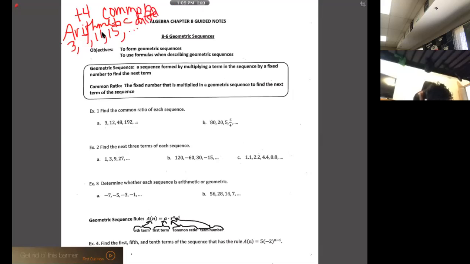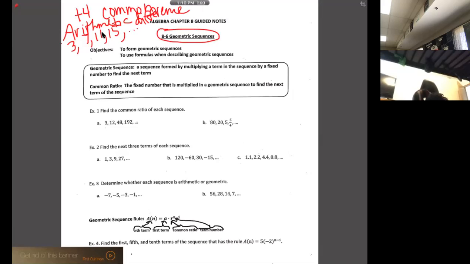Today, we're not going to talk about arithmetic sequences. We're going to talk about geometric sequences. Well, yes, because I'm reminding you of the arithmetic, but we're learning about geometric.